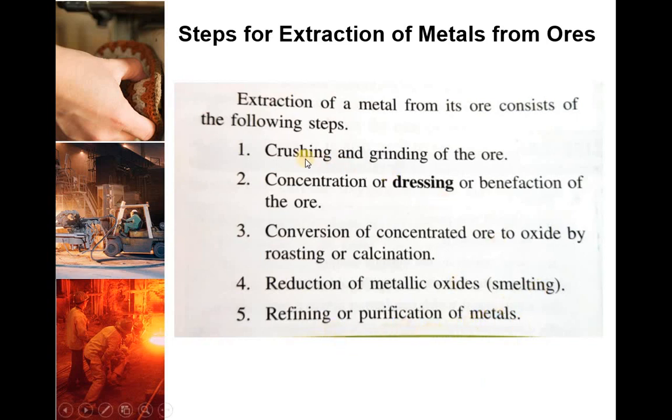So we will again repeat: crushing and grinding, concentration or dressing or beneficiation, conversion of concentrated ore into oxide by the process of roasting or calcination, then reduction of metallic oxide or smelting, and then refining or purification.